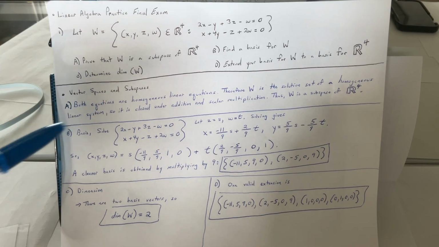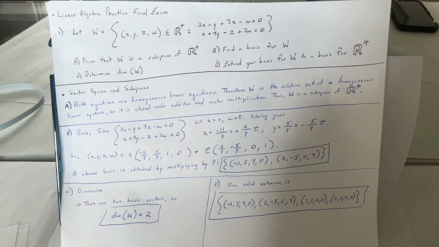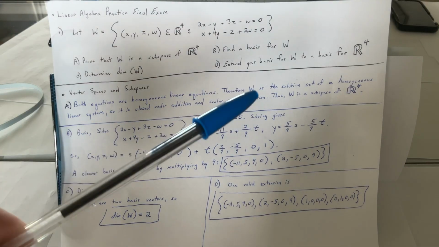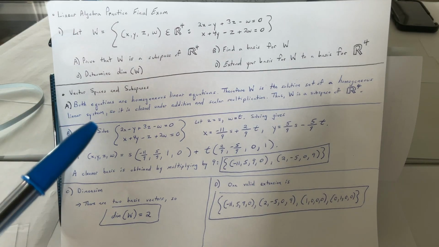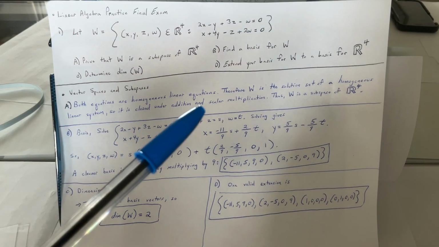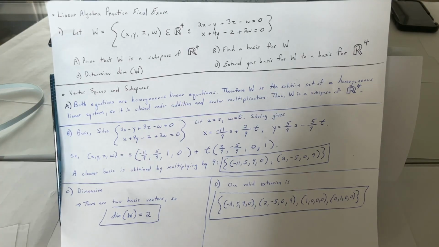Okay, so this is a vector spaces and subspaces problem. For letter A, we could say both equations are homogeneous linear equations. Therefore, W is the solution set of a homogeneous linear system, so it is closed under addition and scalar multiplication. Thus W is a subspace of R4. For part B, find a basis for W.